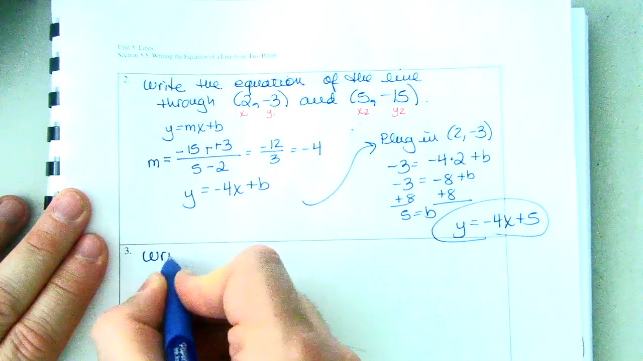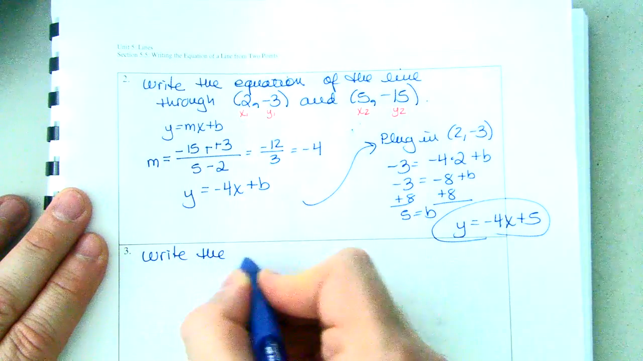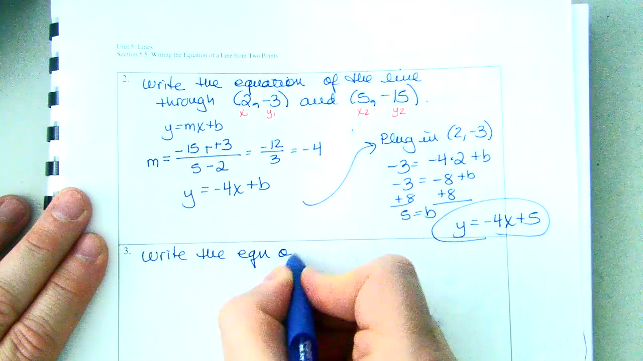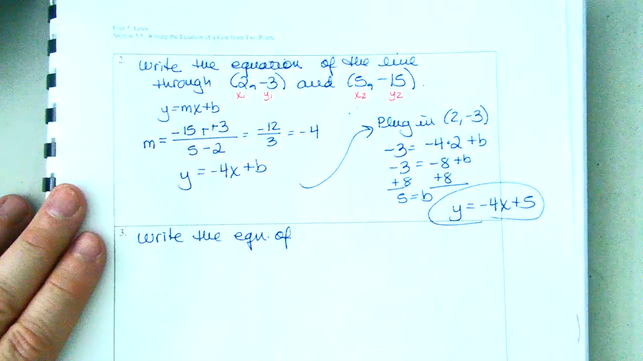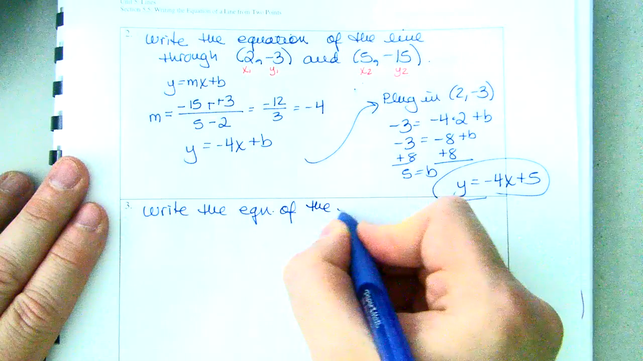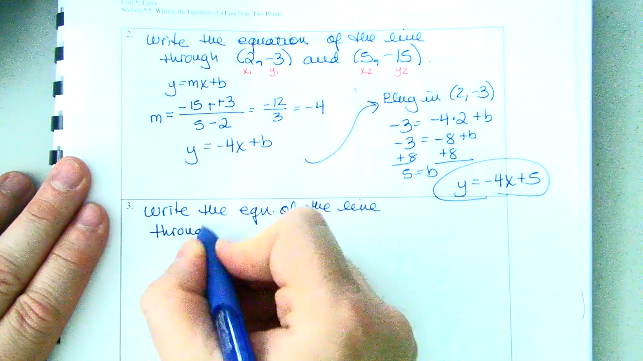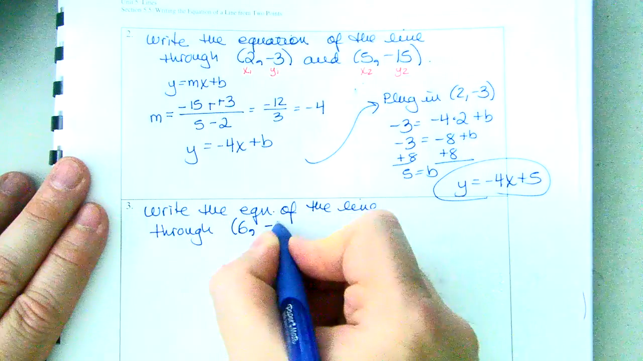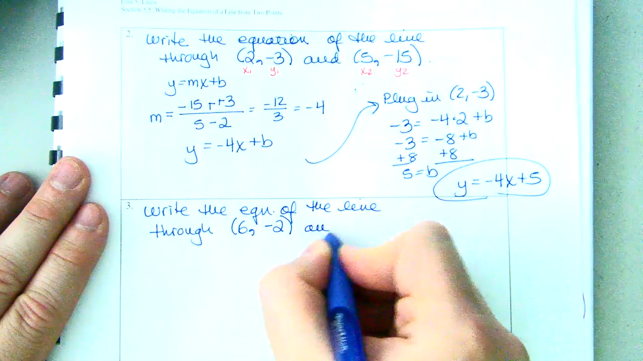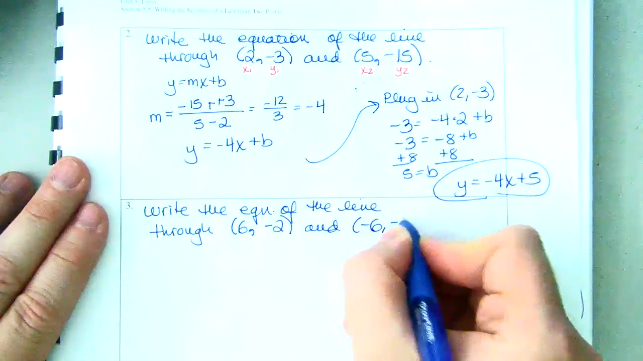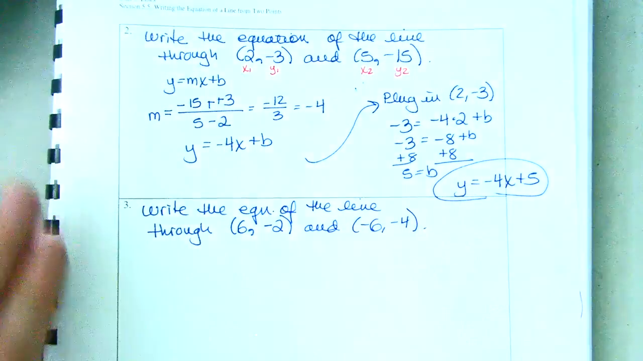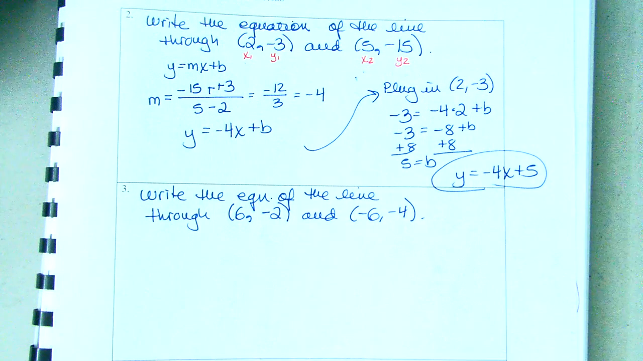Let's do another one. Write the equation of the line, I'm just going to abbreviate equation EQN, of the line through 6, negative 2, and negative 6, negative 4. And once again, once you've copied that down, you find the slope, but then stop, because I've got to make sure that's good.